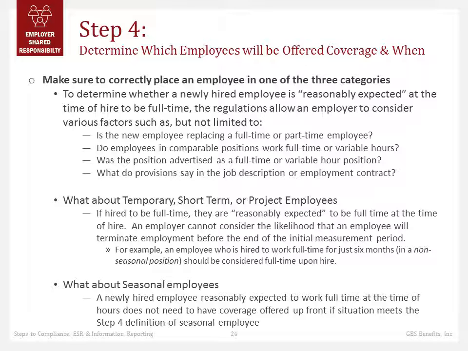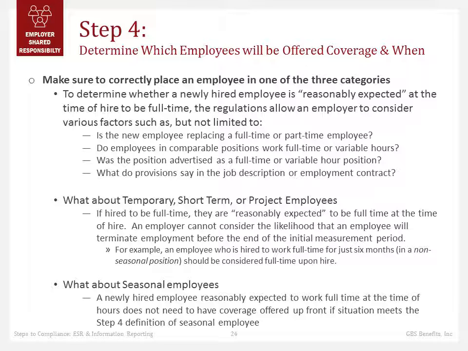So to determine whether a newly hired employee is reasonably expected at the time of hire to be full-time, the regulations give a little bit more explanation. This seems to be the most difficult place to correctly categorize your employee, because you would think that it's super easy to say, okay, I've got somebody I'm hiring and they're going to be full-time, or I've got somebody that I'm hiring and they're going to be part-time.